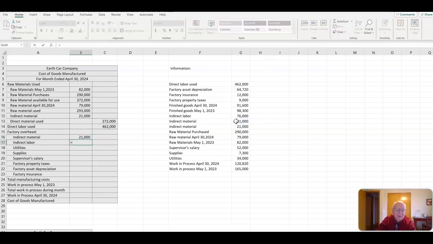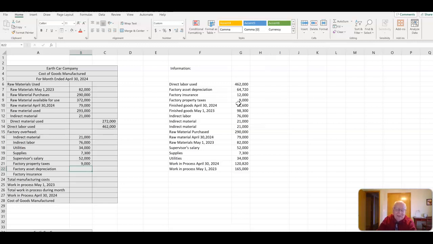Indirect labor is 76,000. Utilities is 34,000. Supplies, this is factory supplies, is 7,300. Supervisor salary is 52,000. Factory property taxes is 9,000. That's factories. Now office, so we haven't done away with the income statement.